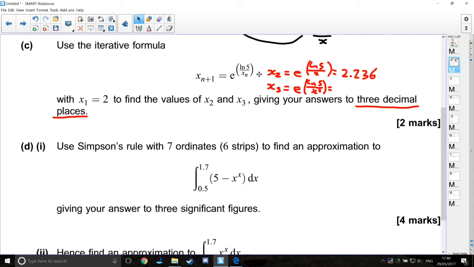Ooh, I've written that in the wrong place. Right, that should be an x2. So, let's go to my calculator. And the answer I get is 2.0539. So that's going to be 2.054, 3 decimal places. That's it done.